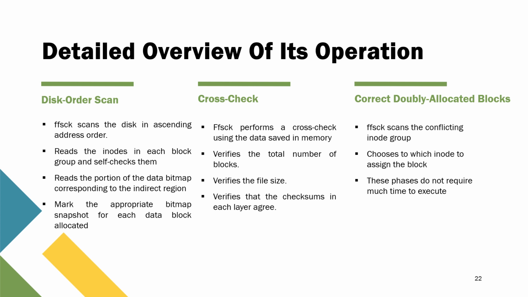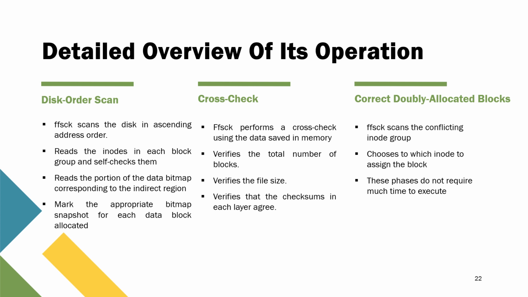The second one, the cross-check. It performs a cross-check using the data saved in memory. Verify the total number of blocks. Verify the file size. Verify that the checksum in each layer agrees. The third one, correctly doubly allocated blocks. It scans the conflicting inode group and chooses to which inode to assign the block. This phase does not require much time to execute.